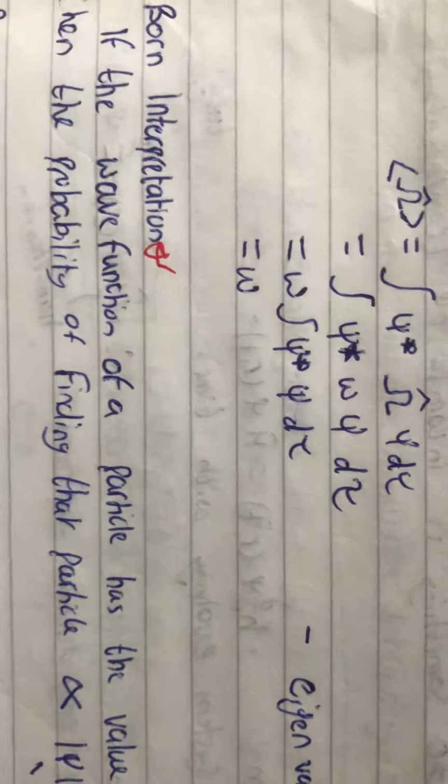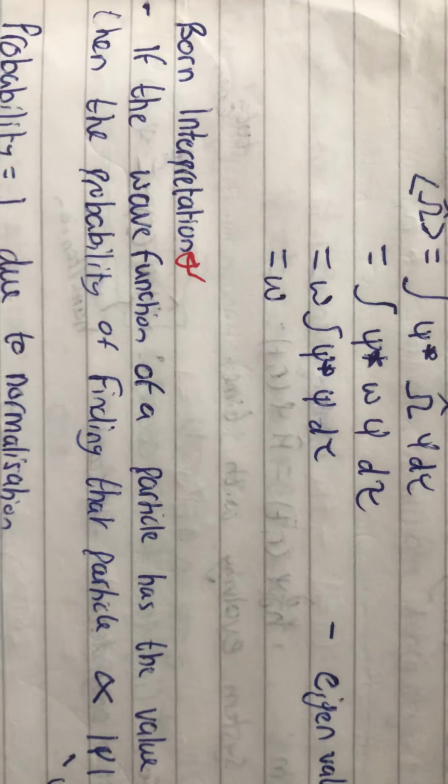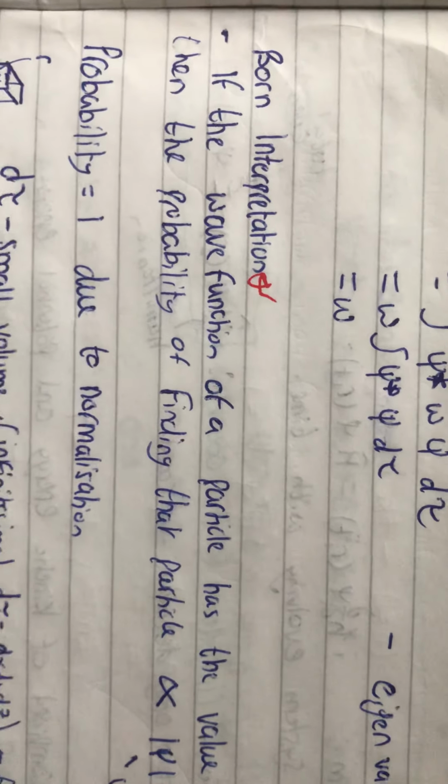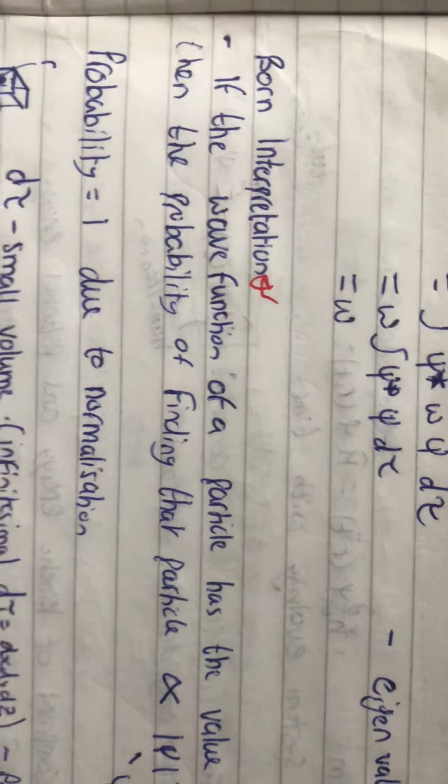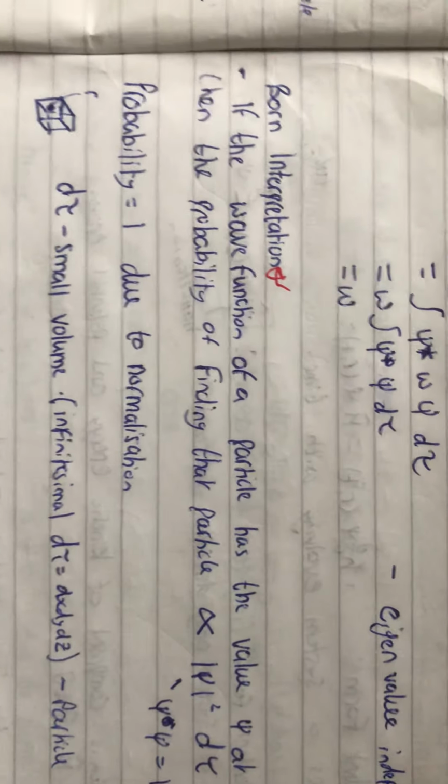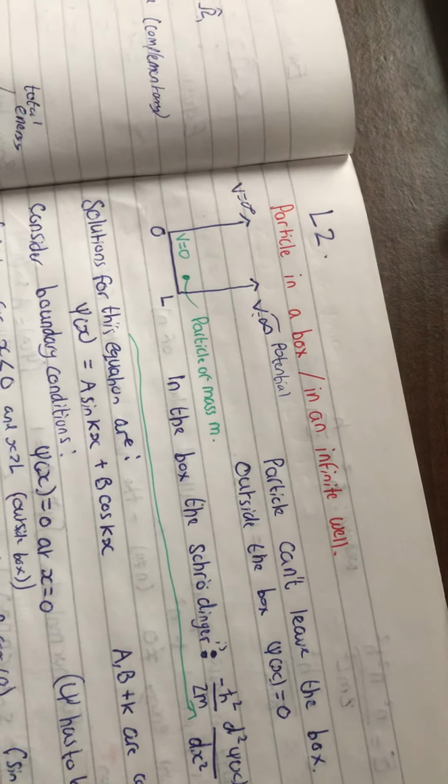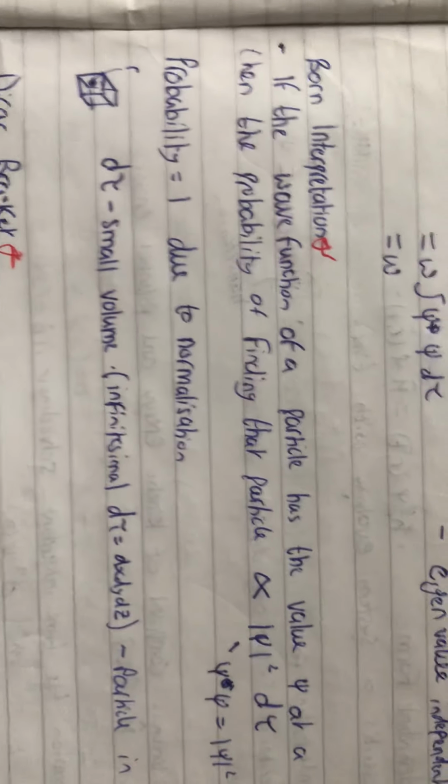So there we go. Finally, we've got the Born interpretation, and we've got a bit of bracket notation, and that's all we'll finish, I think, today. Let me just check what we've got later. Oh no, we might as well continue. So we've got the Born interpretation.